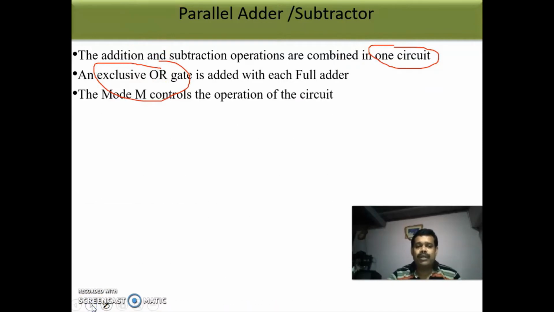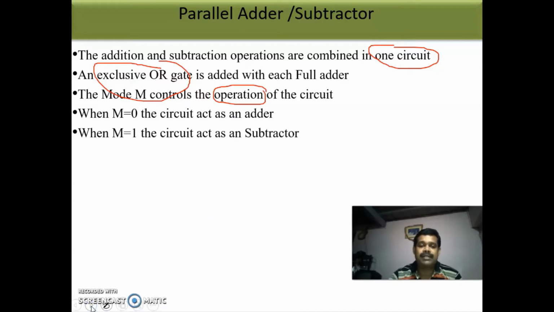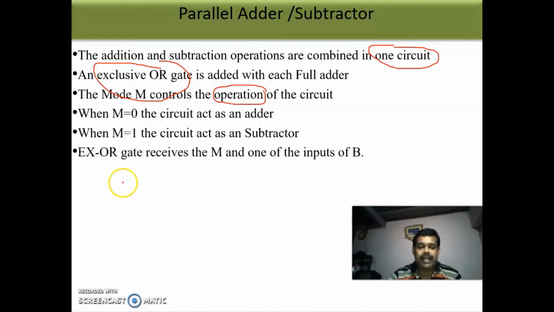Now the mode M controls the operation of the circuit. Here we have a control called M that controls the mode of operation. Depending upon the value of M, the operation will be addition or subtraction. When M is equal to 0, the circuit acts as an adder. When M is equal to 1, the circuit acts as a subtractor. The XOR gate receives M and one of the inputs of B. To that XOR gate, one input comes from M and the other input is B.